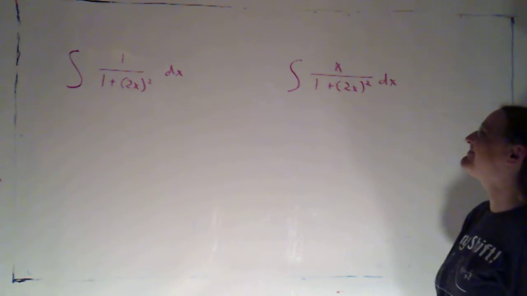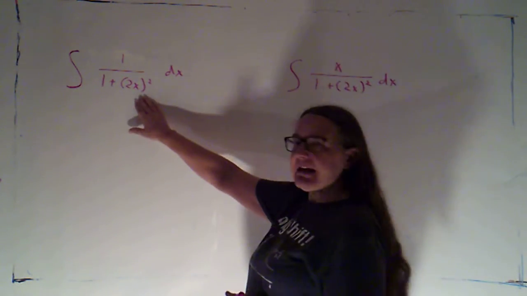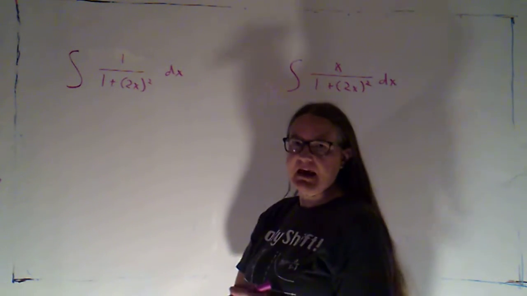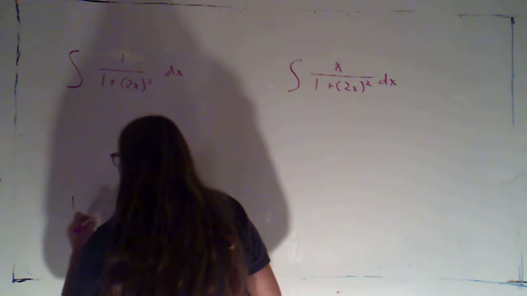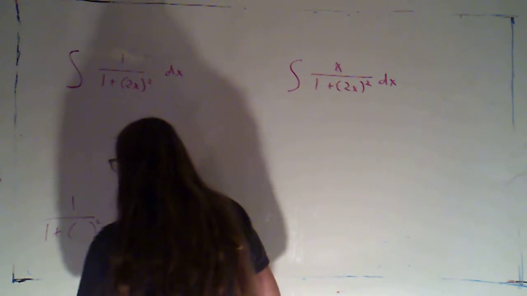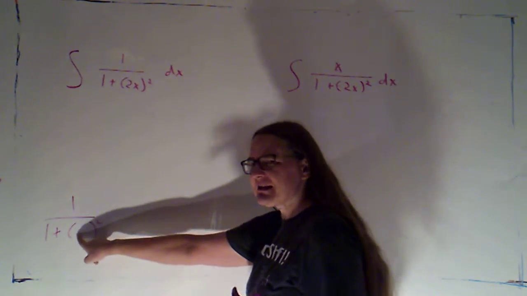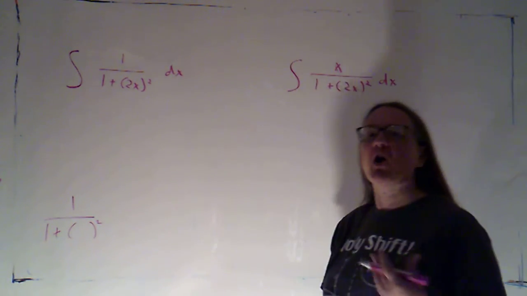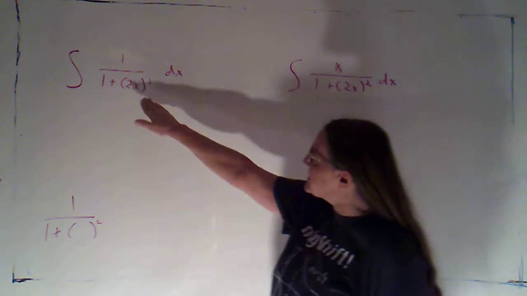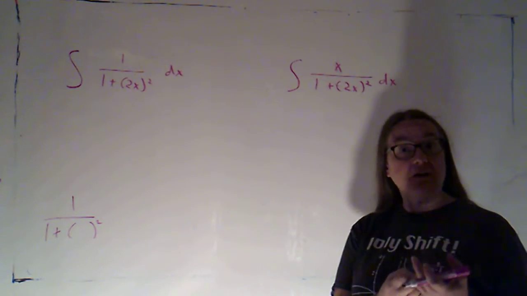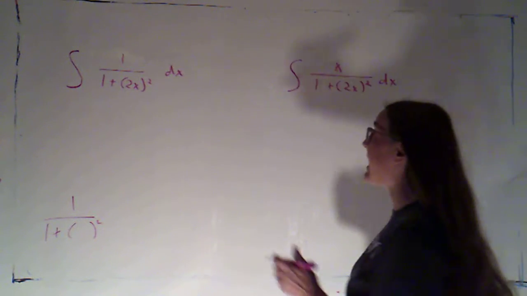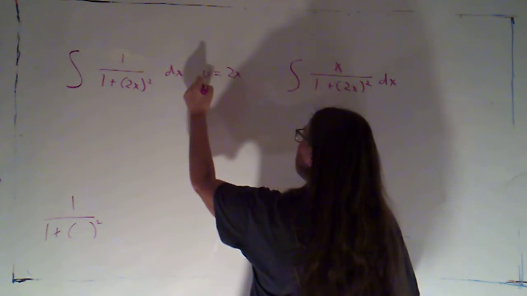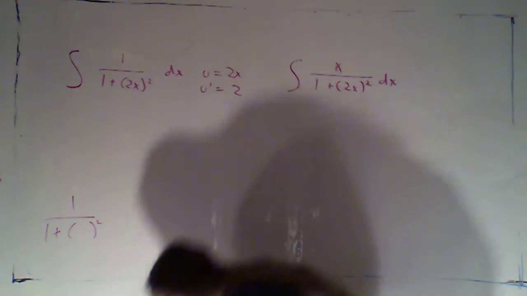Welcome back. Okay. So here, I think it's actually helpful that we have the 2x in parentheses like that. Because when I see 1 over 1 plus something squared, I recognize that if I had just a plain old x there, that would be the derivative of arctan. So it looks like this is the derivative of arctan, but evaluated at 2x instead of x. So it seems reasonable that I would let u be 2x. U prime then would be 2.